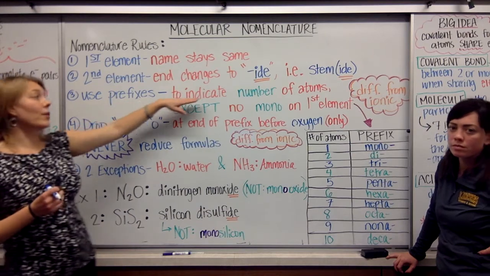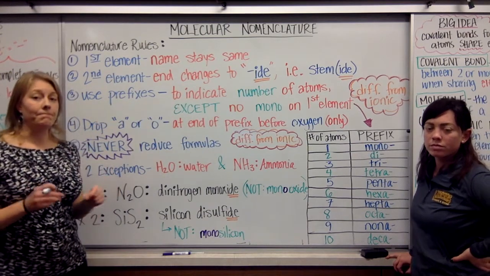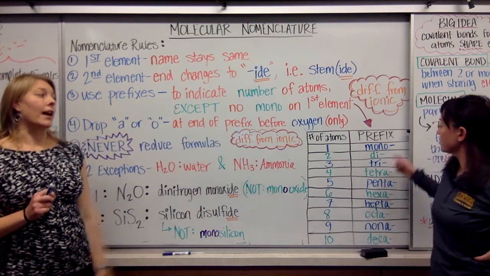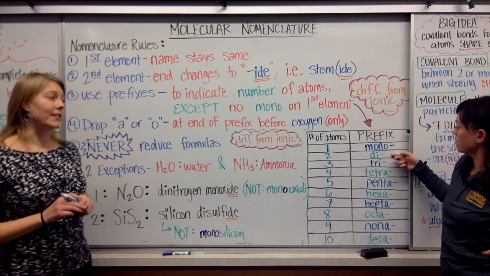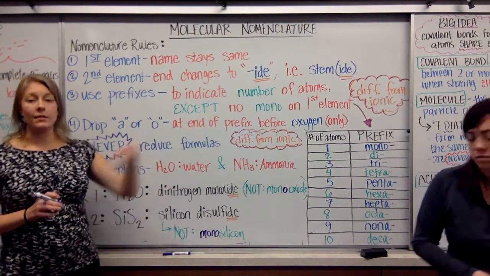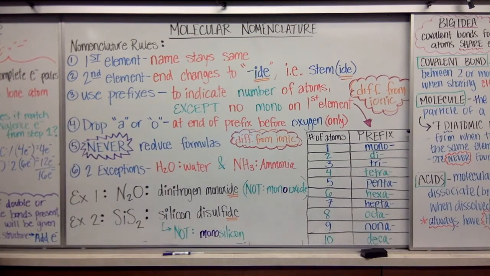Now, these are going to indicate the number of each atom, okay? So, if we look over here at our table, and this is on the back of your periodic table as well, the number of atoms will be demonstrated by the prefix.